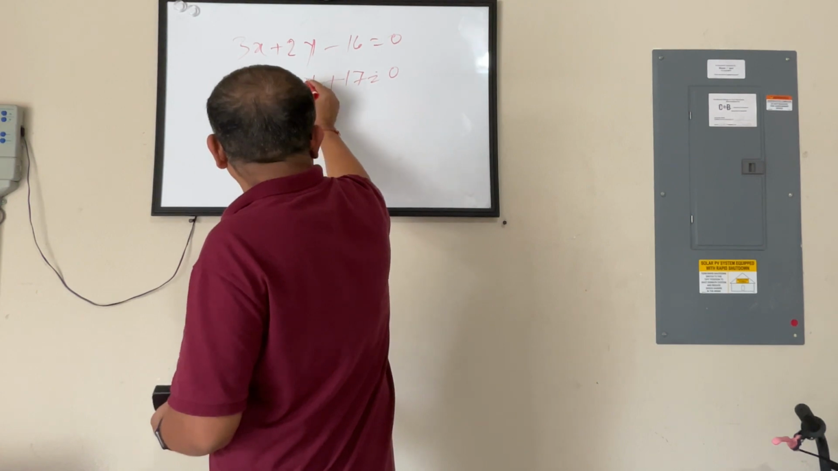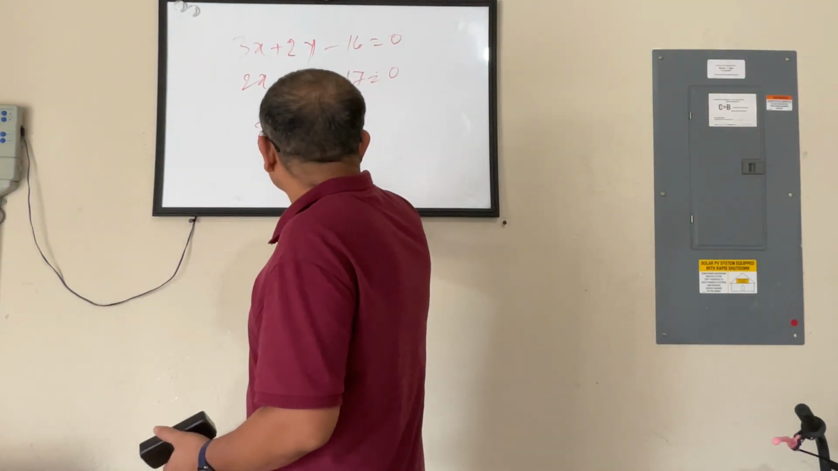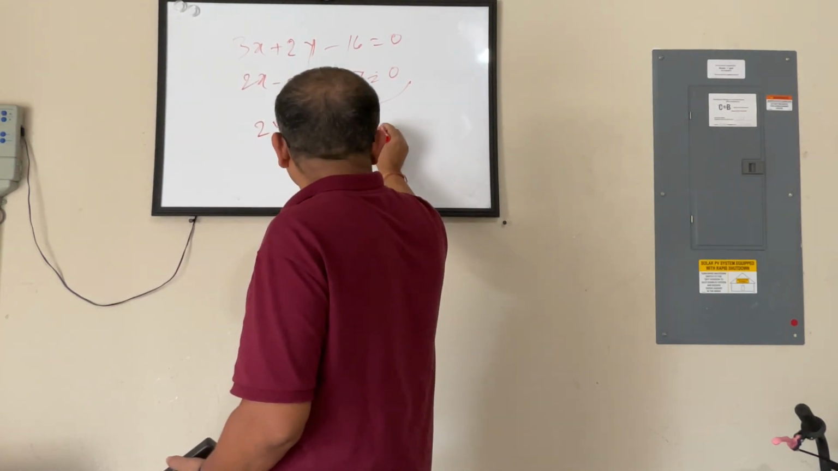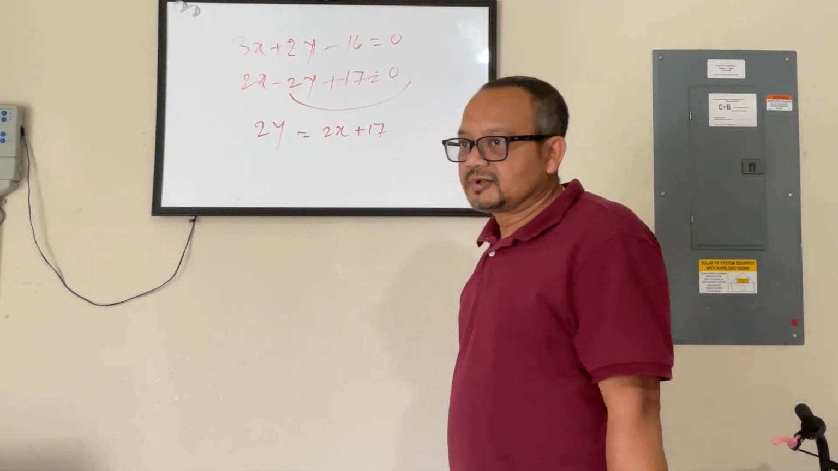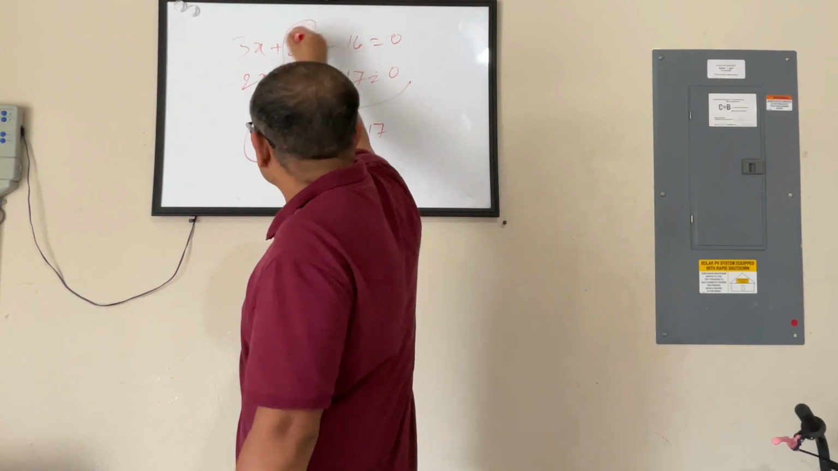2y is here, minus 2y is here. Let me find out the value of 2y. So I'll take this guy to this side. 2y becomes... Now I will put this value in this equation.